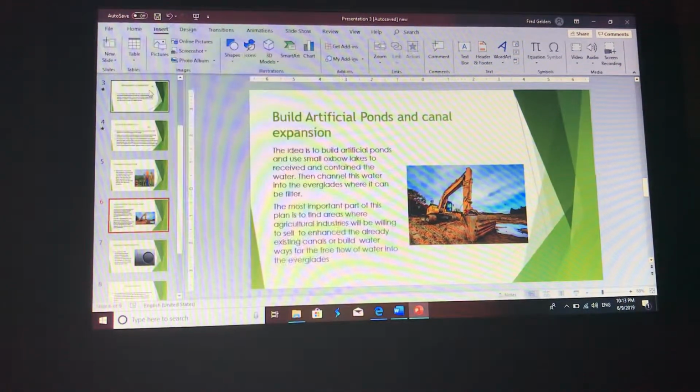The other alternative is to build artificial ponds and expand canals. The idea is to build artificial ponds and use small oxbow lakes to receive and contain the water, then channel this nutrient-rich water into the Everglades where it can be filtered. But the most important part of this plan is to find the areas where agricultural industries will be willing to sell the land. Or we can also enhance the already existing canals or build waterways for the free flow of water into the Everglades.